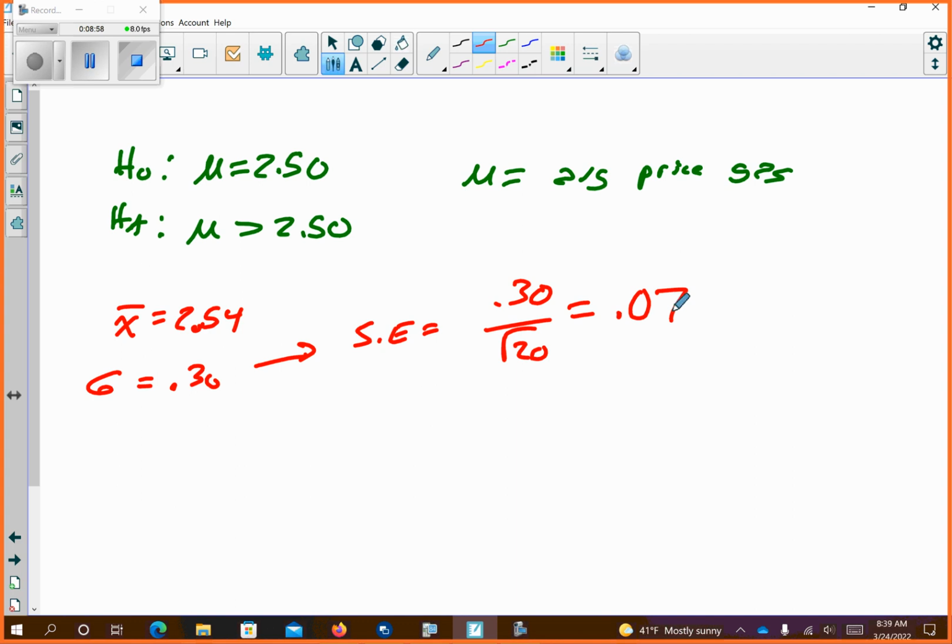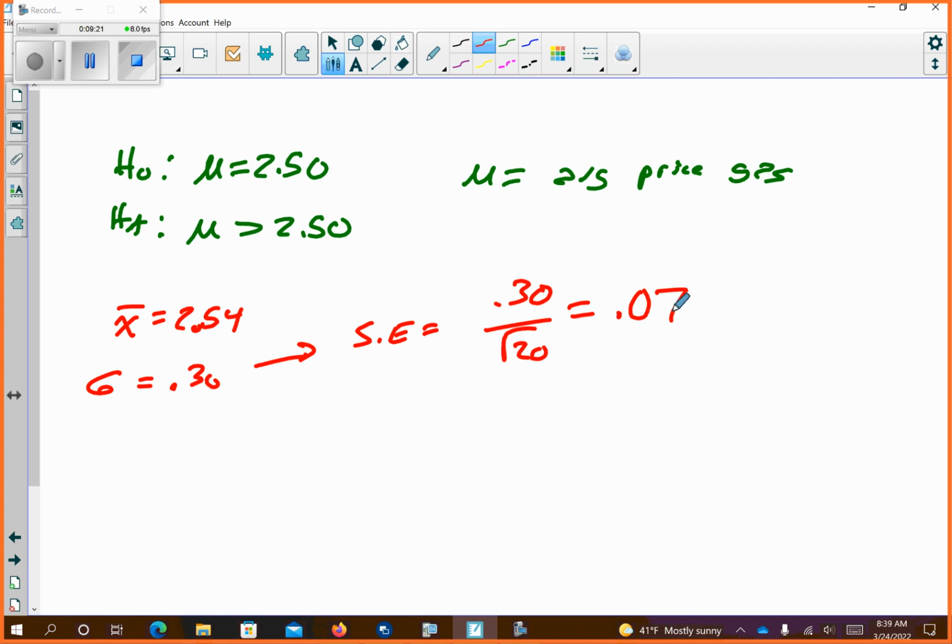They're saying the mean. So we're stating that the price of gas is $2.50 per gallon, but they found that our sample had a mean of $2.54. Okay, and then the standard deviation 30. But the reason we want to do the standard error is we did a random sample of 20 gas stations.